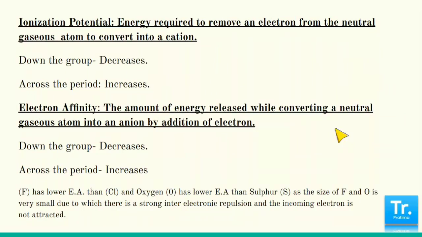The next property is ionization potential. Now ionization potential is the energy required to remove an electron from a neutral gaseous atom to convert it into a cation. That means when you remove an electron from the outermost orbit, it gains a positive charge.